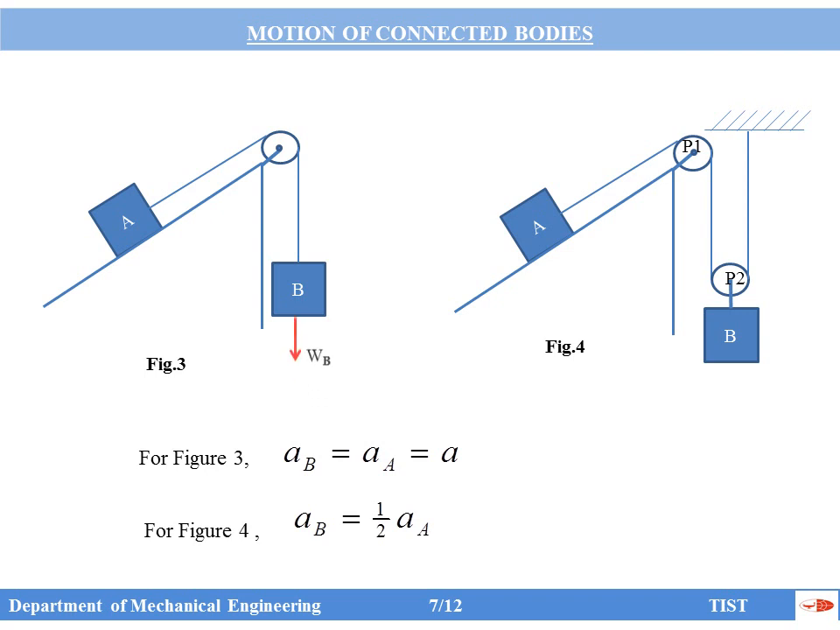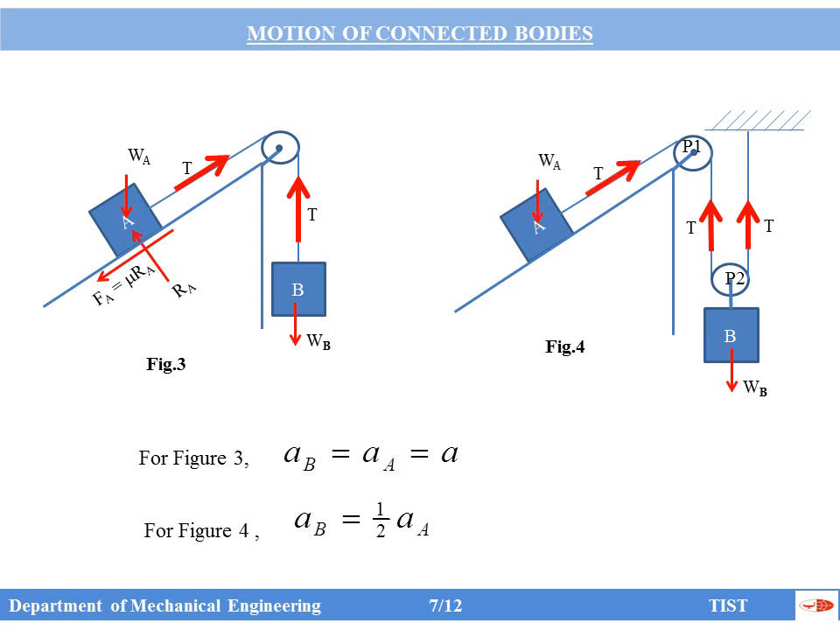Now if you draw the free body diagram of B, WB is in the downward direction and T in the upward direction. For A, T is in the direction of the string, RA is perpendicular to the plane, WA is always vertically downward, and the frictional force is in the opposite direction of T for figure 3. Now for the free body diagram of B in figure 4, WB is downward and 2T is upward, T is in the direction of the string, and the free body diagram of A is the same as in figure 3. RA and FA are in the opposite direction.